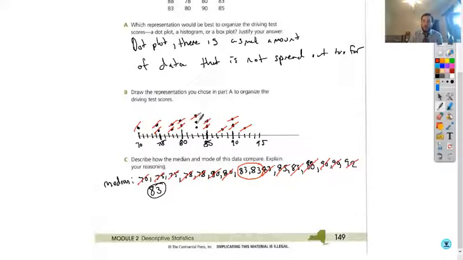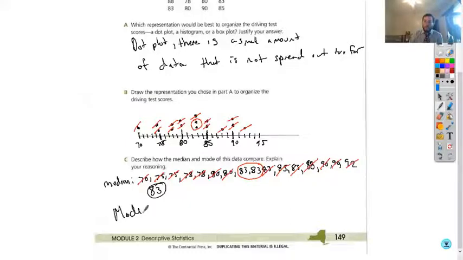And we would have seen that we were left with these two, which were both at 83 again, right? And then we could say that it would be right in between there at 83. All right, so the median's 83. And then we need to find the mode.